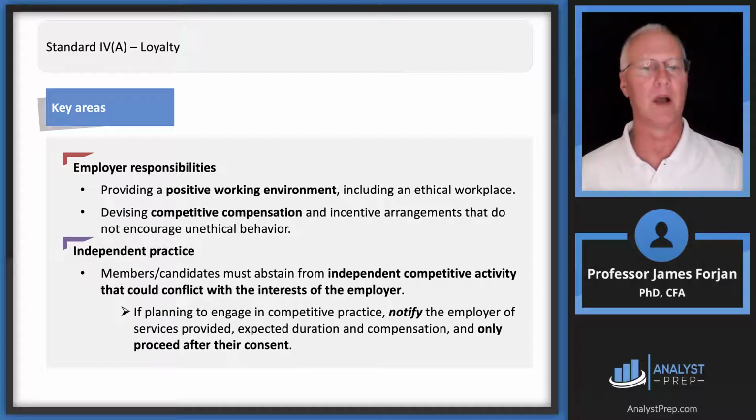Positive working environment. Now, of course, what that means is that it's a lot easier to have a positive working environment if the compensation packages for all the employees are fair and reasonable and, of course, competitive. And so what that does is that eliminates the incentives for individuals to pursue some type of unethical decision-making framework.